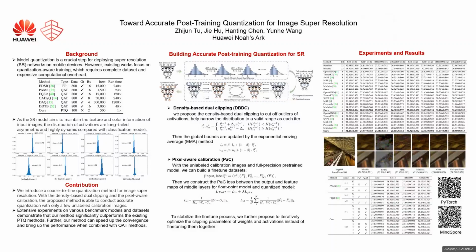With the density-based dual clipping, we could get the initial lower and upper bounds of asymmetric activations for super resolution models and cut off outliers, and then fine-grained optimize them with the novel pixel-aware calibration method, with the supervision of the full precision models, to accommodate the highly dynamic range of different samples.